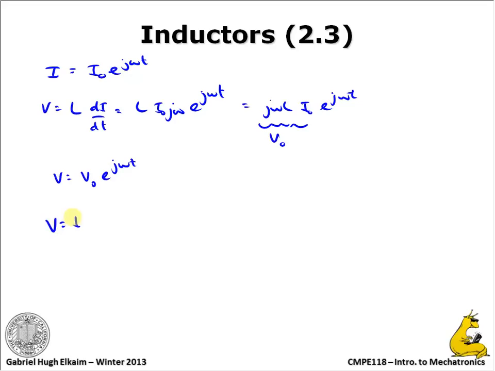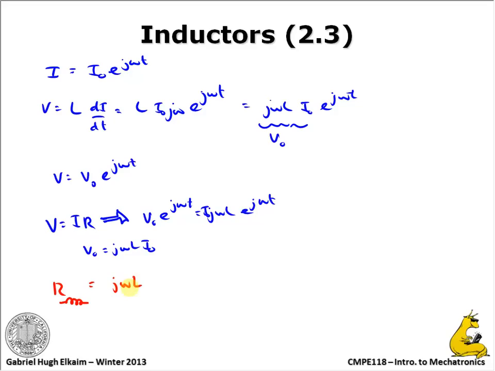And normally we have V equals IR, right? So in this case, I've got the analogy that V naught e to the j omega t is equal to j omega L e to the j omega t, with this I naught. And I say, wait a minute, this looks an awful lot like what we had before. So I've got that V naught equals j omega L I naught, just by definition. This looks an awful lot like my resistor. So the complex impedance of an inductor is j omega L.